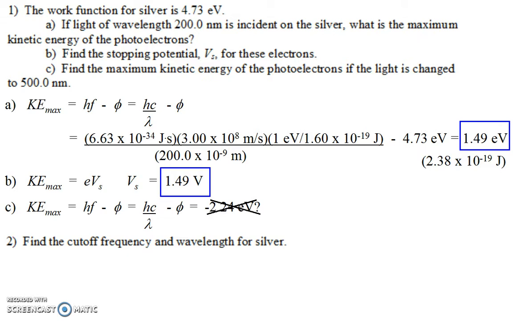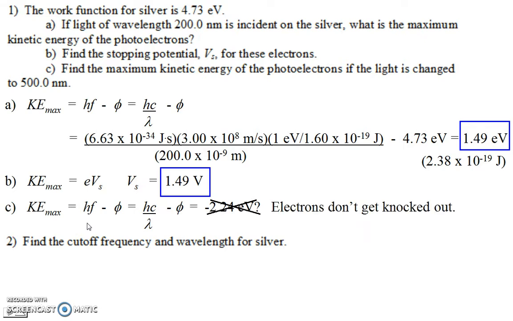Alright, so what did you come up with? Hopefully you realize this is saying that something went wrong here, right? That hc over lambda was too small compared to phi. Well, what does this represent? Well, phi is like the depth of the well. hc over lambda, or hf, that's the energy of the rock, right? That means that this is like when we threw in the 300 joule rock and didn't get the dog out.